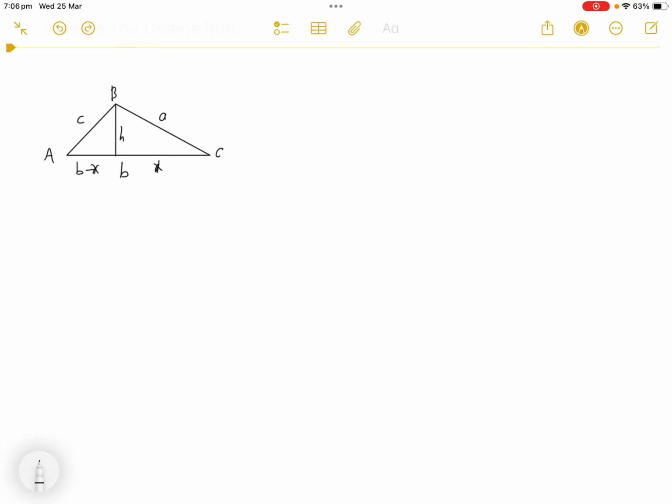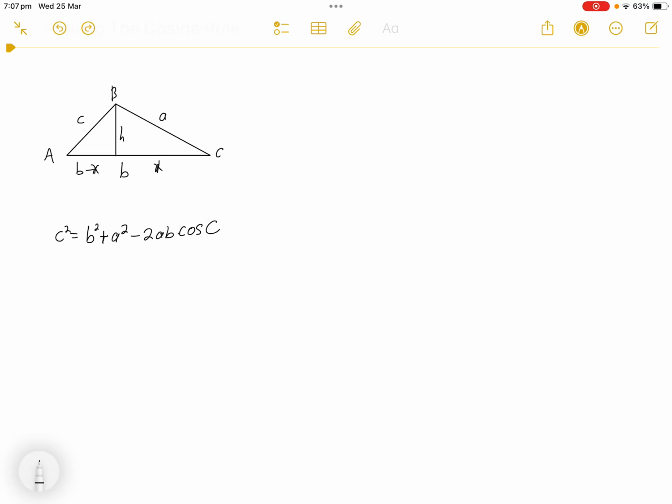So let's say that we want to find the side length of c. The formula for that is going to look something like this. But how do we actually construct that using cosines? Since we are using the cosine rule, we want to use cosines in order to construct this formula.